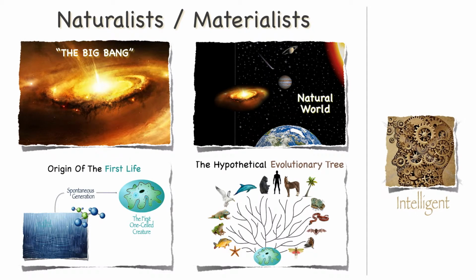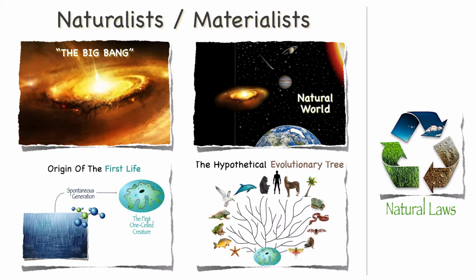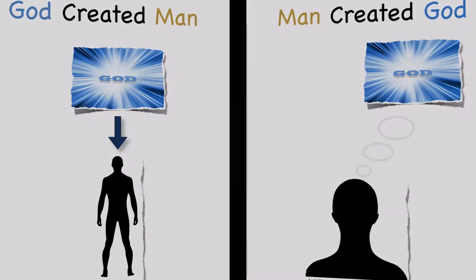There was no intelligent guidance. There was no God involved in the process. And after the universe banged into existence, nature and natural laws went to work and did all the rest. While there are many people in the world who believe in God who created man, there are many Darwinists, Naturalists, and Materialists who believe that the concept of God is just a figment of man's imagination, that man created God. So who's right? Did God really create man, or did man create God?